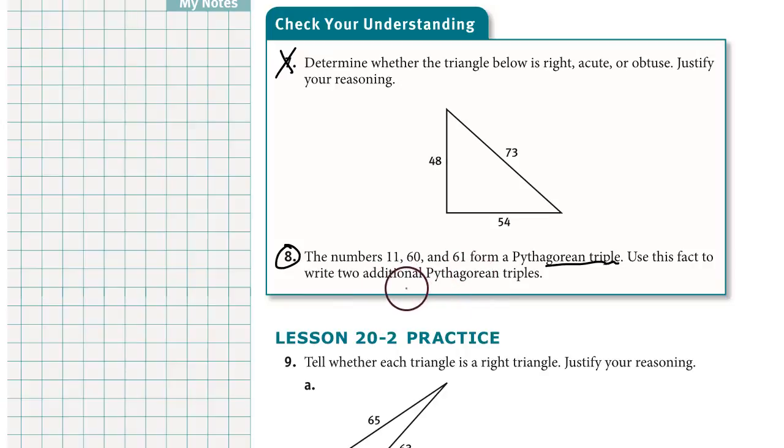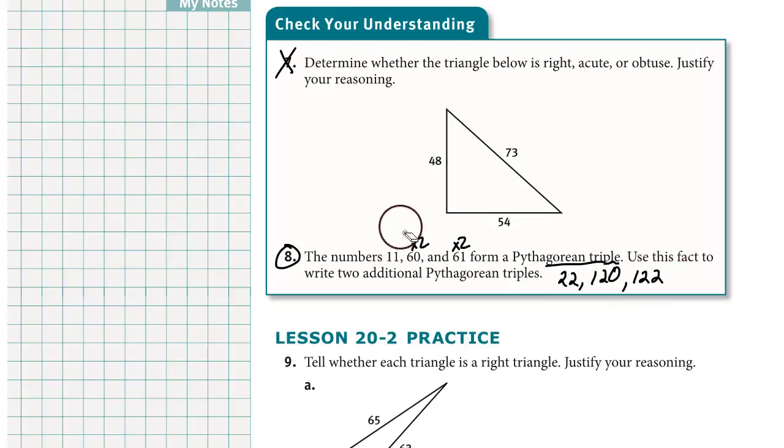The idea that we're going to use is that multiples of a Pythagorean triple are also Pythagorean triples. So we can find another triple by finding multiples of these numbers. Like if we multiplied them all by 2, the numbers that we would get are also a Pythagorean triple. So 22, 120, and 122 are 3 numbers that could be sides of a right triangle.